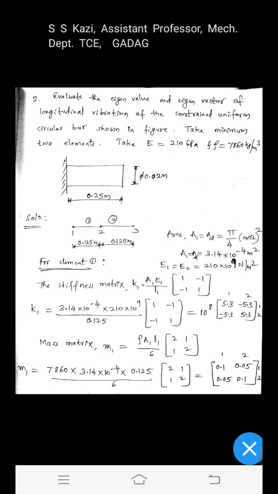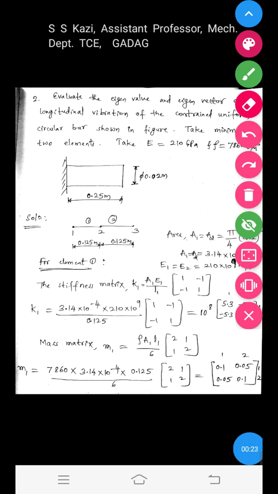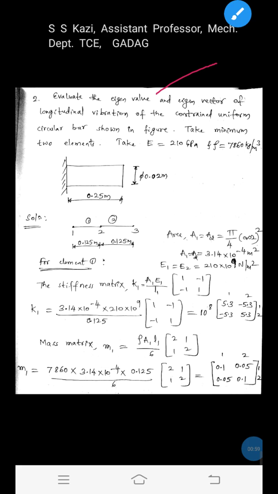And my dear students, in the previous video on dynamic analysis problem for a stepped bar, we have discussed how to evaluate the eigenvalue and eigenvectors. Now in this video session, let us evaluate the eigenvalues for the vibration of this constrained circular bar as shown here, and also we will determine the natural frequency of vibration for this circular bar. Okay, now the question given is evaluate the eigenvalue and eigenvector of the longitudinal vibration of the constrained uniform circular bar shown in figure.